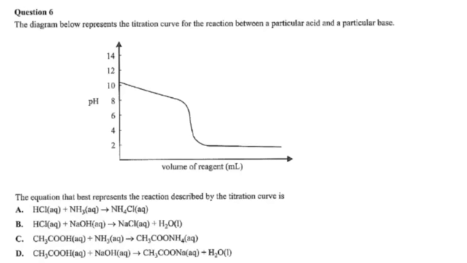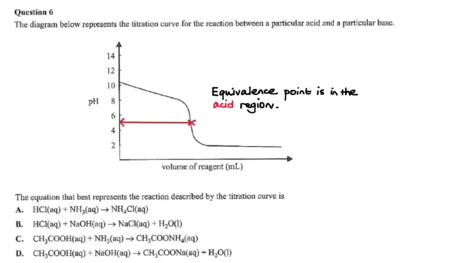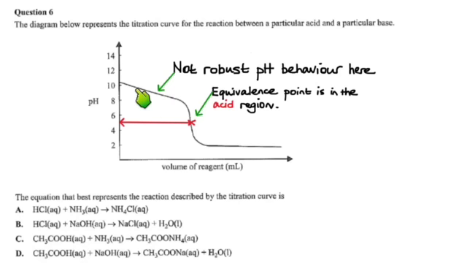The diagram below represents the titration curve for the reaction between a particular acid and a particular base. The equation that best represents the reaction described by the titration curve is... Alright, guys, if we look at this curve here, what we notice is that the equivalence point is in the acid region. Okay, that's very important, because that probably indicates to us strong acid, weak base. Also, we're noticing that up here we have not got a very robust behaviour of the pH there. This is basically being fairly easily wounded, if you like. The curve is coming down pretty easily, okay?